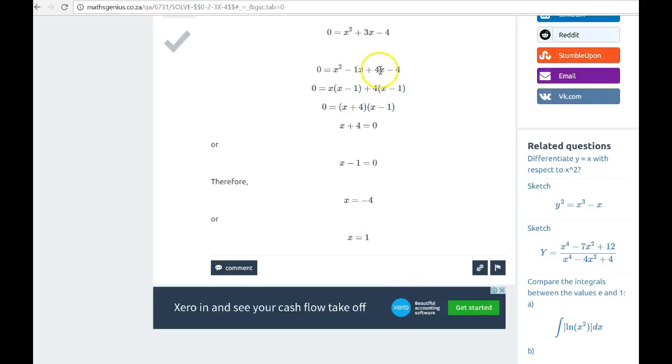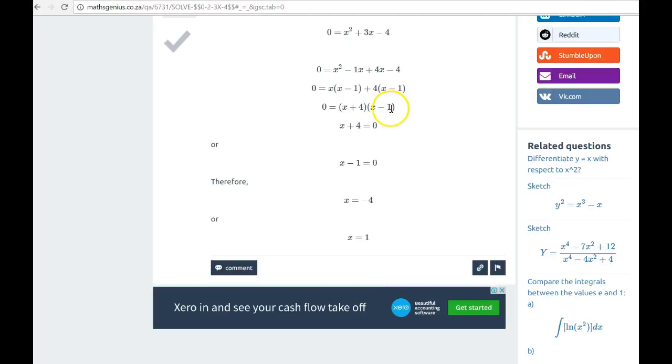Now initially we had 4 terms here, but now we have 2 factors. This is the first factor and this is the second factor. Of these 2 factors, is there a common factor? Yes. What is it? It's x minus 1. So we take out the x minus 1 and we're left with x plus 4.